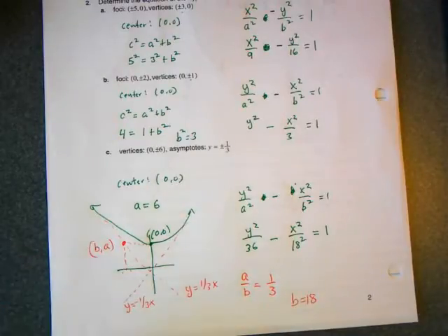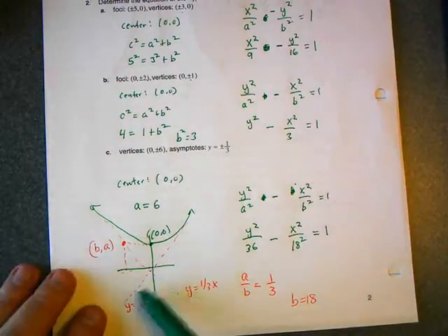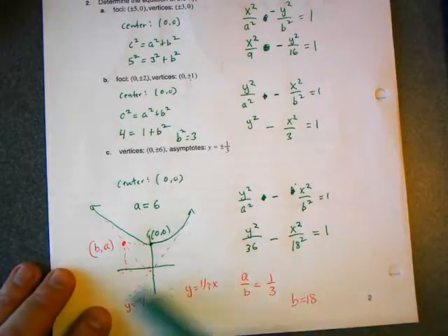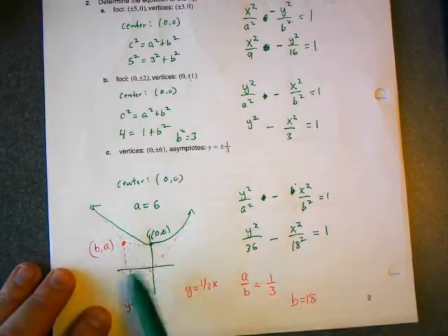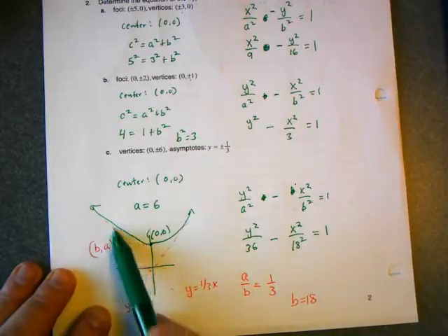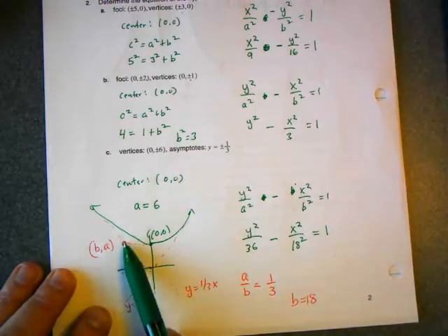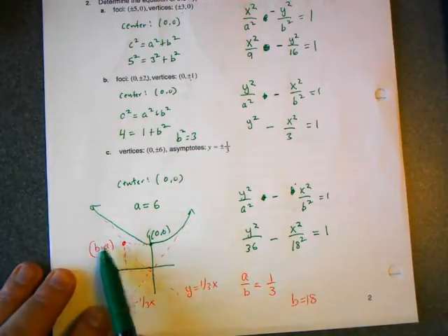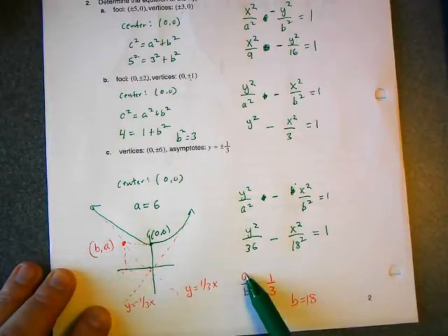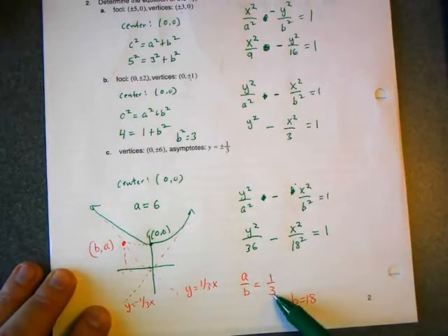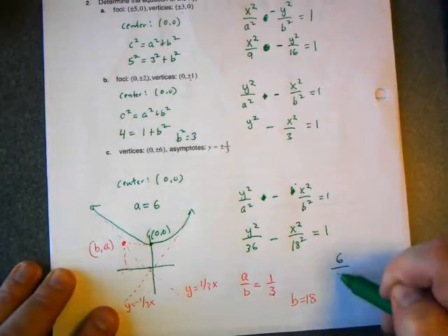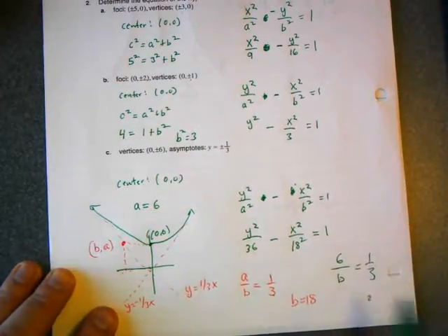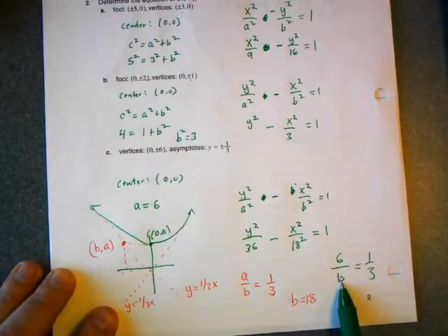How did I get 18? I knew the slope of this line was 1/3, and so the slope of this line is rise over run, which is the y number over the x number. So A over B had to be 1 over 3. But we know A is the number 6. So 6 over B has to be 1 over 3. So what number B do I plug in there to reduce to get a 1/3? It has to be 18. Okay?